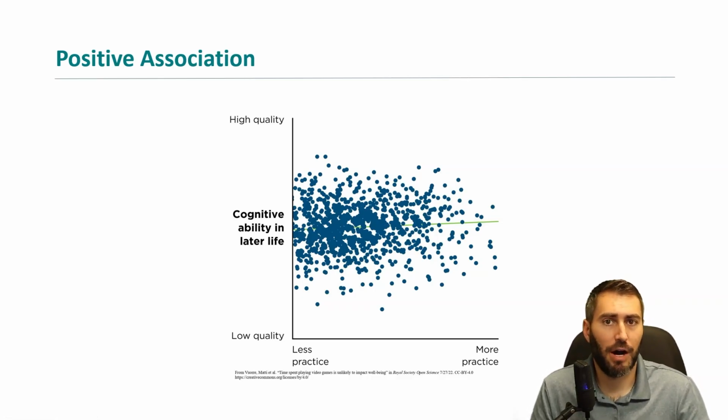So if we see a positive association between our two variables, in this case, say, cognitive ability with how much we practice some task, we have a positive correlation. It's a little bit hard to see in here, but there's a trend line, and you can see this trend line generally is sloping upward.